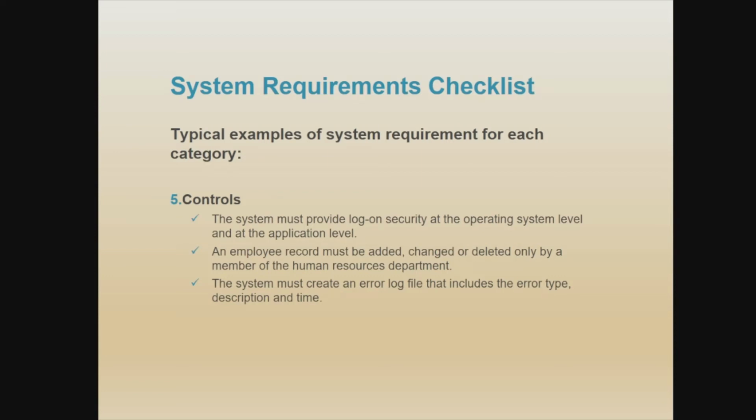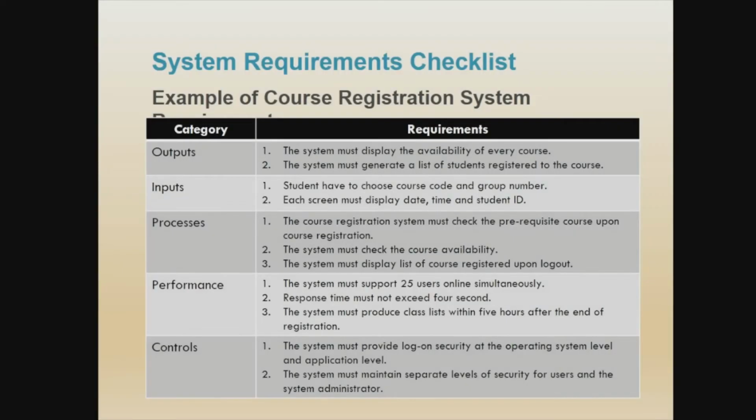Example here, the system must provide log on security at the operating system level and the application. So control here can be the authentication part. Okay, authentication part, limitation, accessing, allowing some users to access certain documents, and so on. Okay, creating the log file, so it is easy to identify who created this record and so on. Okay.